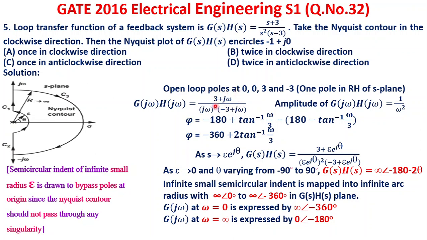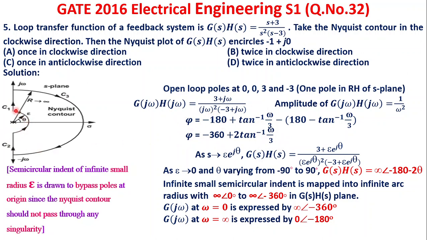So the phase angle: for 3 plus j omega, the phase angle is tan inverse of omega by 3. For (j omega) square, the phase angle is 90 plus 90, 180, and because of its presence in the denominator, minus 180. Minus 3 plus j omega means the point is in the second quadrant. Therefore, this tan inverse of omega by 3 should be subtracted from 180. That's all. Therefore, minus 180 minus 180 is minus 360, plus 2 tan inverse of omega by 3. So minus 360 plus 2 tan inverse of omega by 3 is the phase angle. Now we have seen the amplitude and the phase angle.